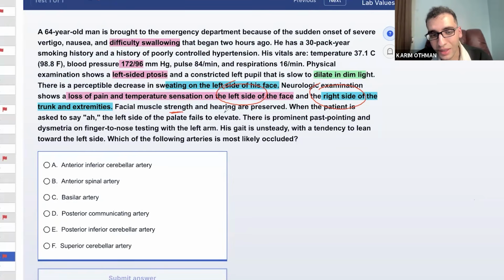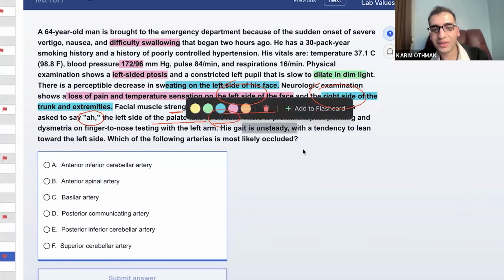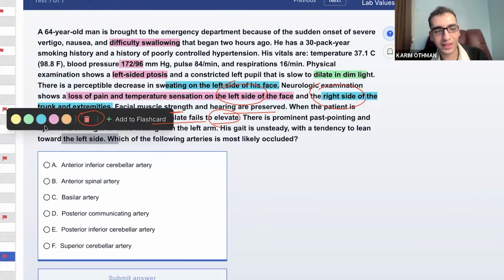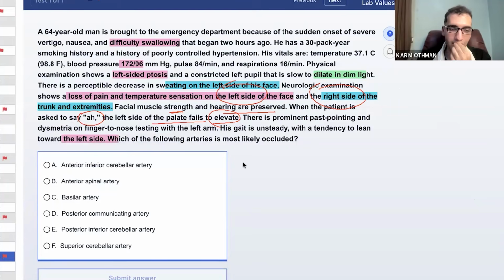Facial muscle strength and hearing are preserved, and when the patient is asked to say ah, the left side of the palate fails to elevate. And there is prominent past-pointing dysmetria, and his gait is unsteady with a tendency to lean to the left side. And they're asking which artery is supplying here. So this question is very hard. The way I will diagnose it is that I know first it's a brainstem problem, but then I need to know which cranial nerves are affected.